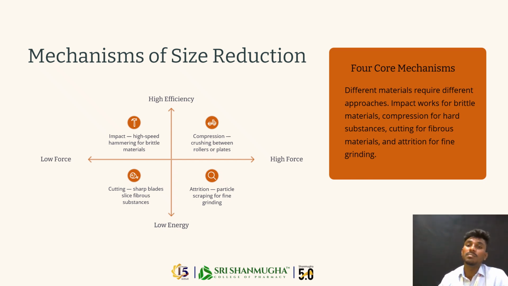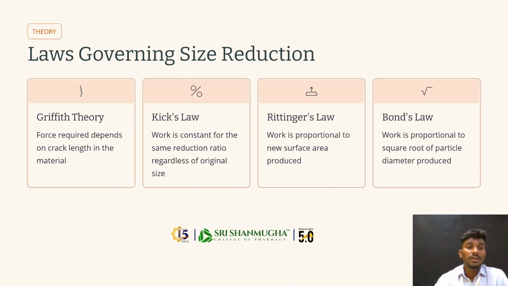These are the four core mechanisms; different materials require different approaches. Impact for brittle materials, compression for hard substances, cutting for fibrous materials, and attrition for grinding. These are all the mechanisms of size reduction. And what are the theories involved in size reduction? The first one is Griffith theory. The theories are Griffith theory, Kick's law, Rittinger's law, and Bond's law.